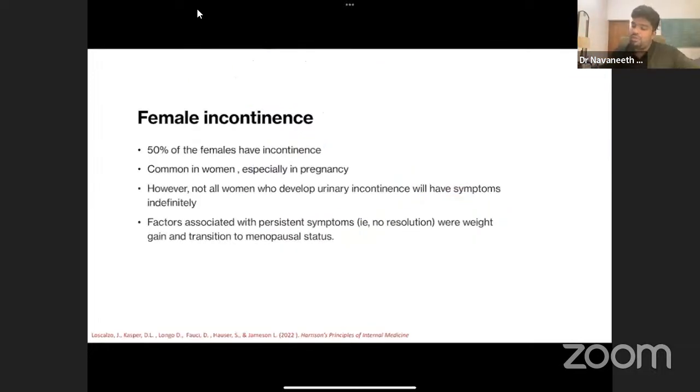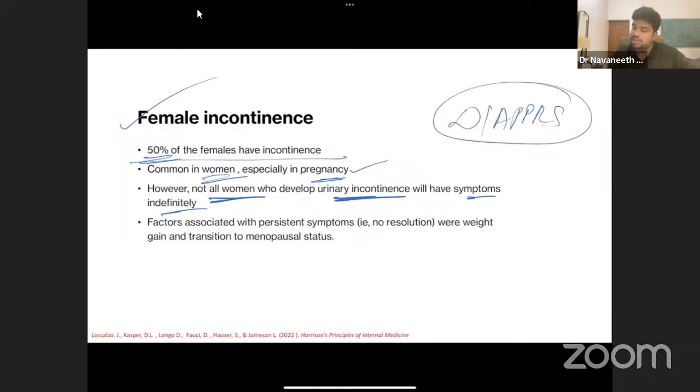Now, female incontinence: 50% of females have incontinent episodes after the age of 50. So this is a very important statement. 50% of the patients have incontinence. It's very common in women, especially in pregnancy. However, not all women who develop urinary incontinence will have symptoms indefinitely. That means it's transient. So we should know the DIAPPERS mnemonic to rule out transient causes of urge incontinence.